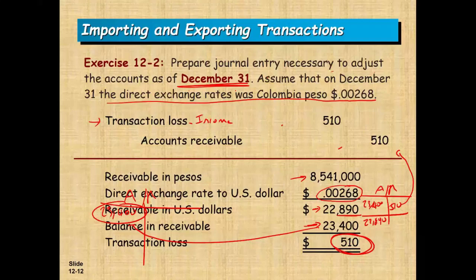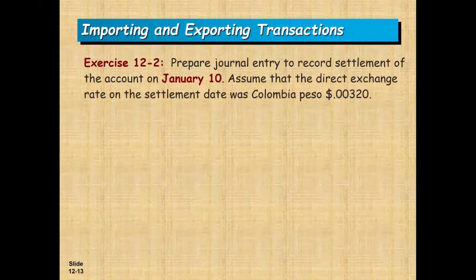Now the receivable is 22,890. We're not done yet. We haven't settled the transaction. We're going to wait until the settlement date. But all we know now, as of December 31st, is that we have a loss. Let's look at the settlement date. The settlement date was January 10th. Assume that the direct exchange rate at the settlement date is 0.0032.